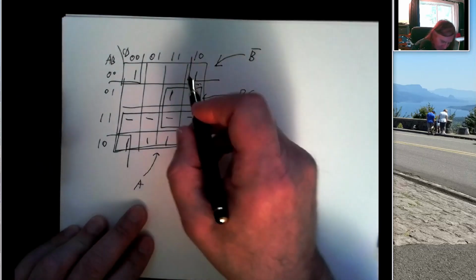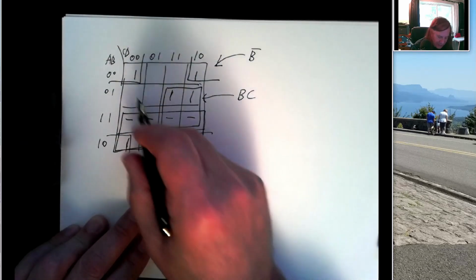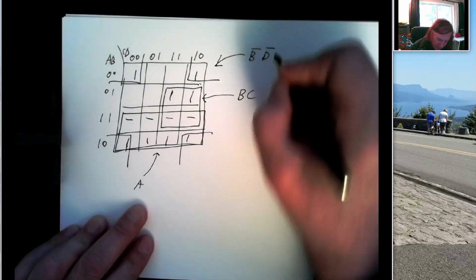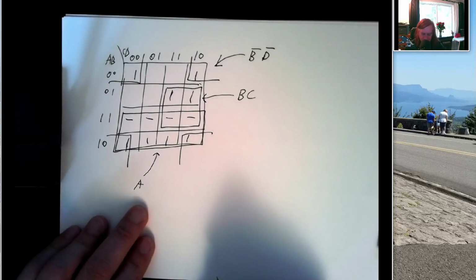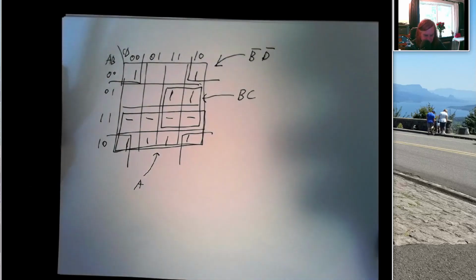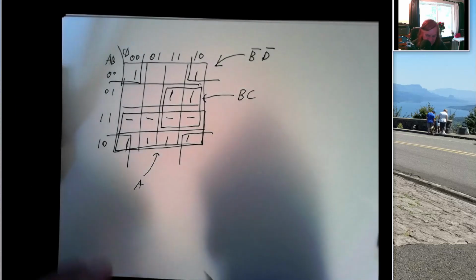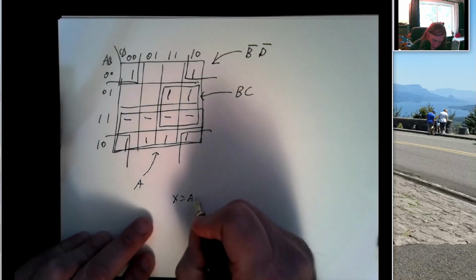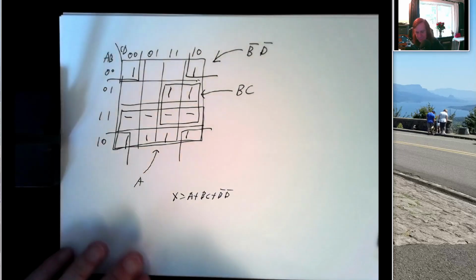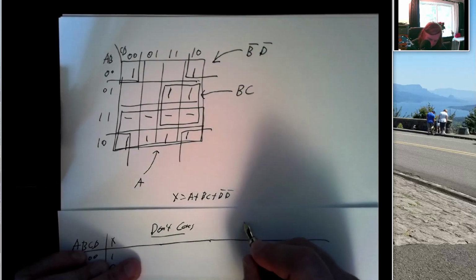C is a 0 here and a 1 here, so C doesn't matter. But D is a 0 here and here, so D definitely matters. So there's an expression for that 2x2 rectangle, which has been sort of exploded and split into four pieces. And so our equation would be x equals A or BC or B bar D bar. And that's our simplified expression for this original truth table.